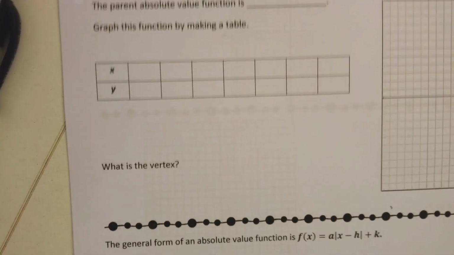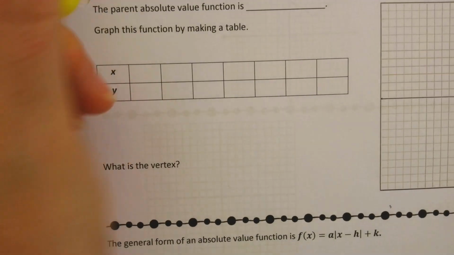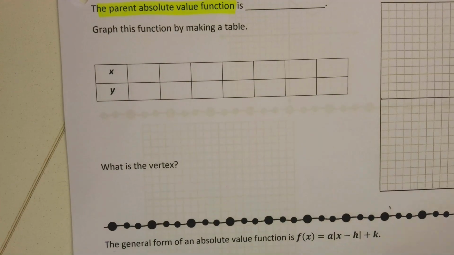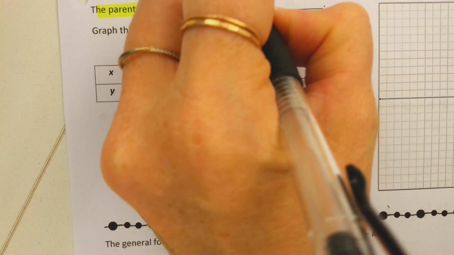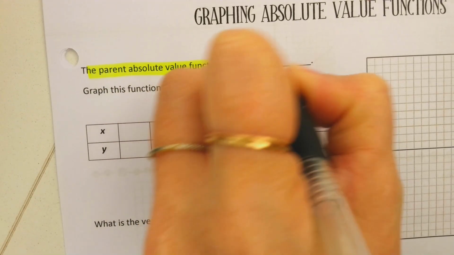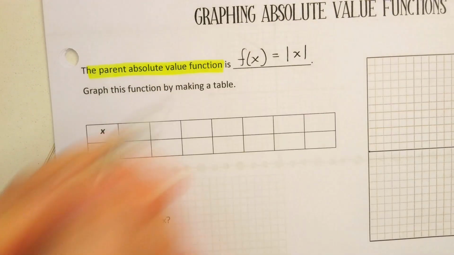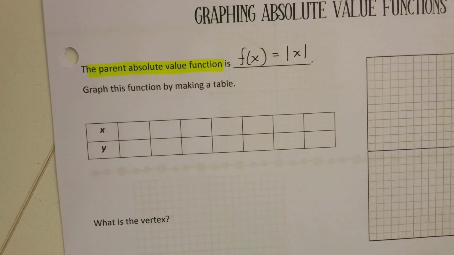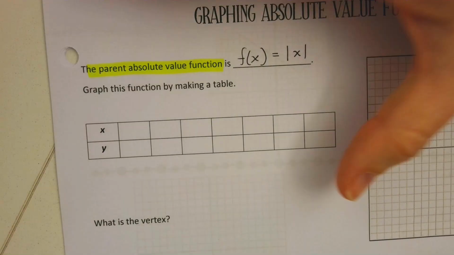Right, parent absolute value function. That's going to be f of x or y equals the absolute value of x. F of x equals absolute value of x. Do y'all remember what absolute value means? What does it mean? The distance that it is from 0. And it's always going to be a positive number because it's a measure of distance.